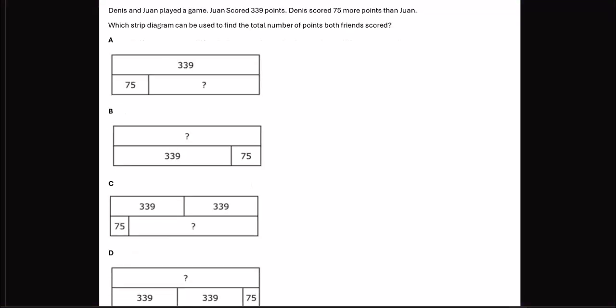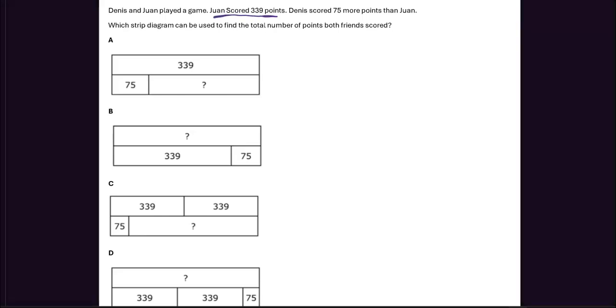All right, here we go. Dennis and Juan played a game. Juan scored 339 points. Dennis scored 75 more points than Juan. Which strip diagram can be used to find the total number of points both friends scored?